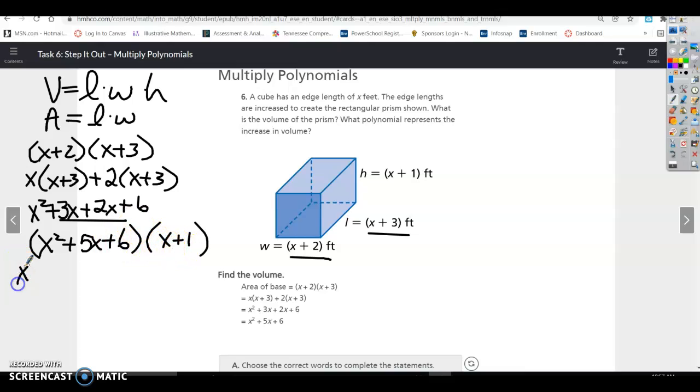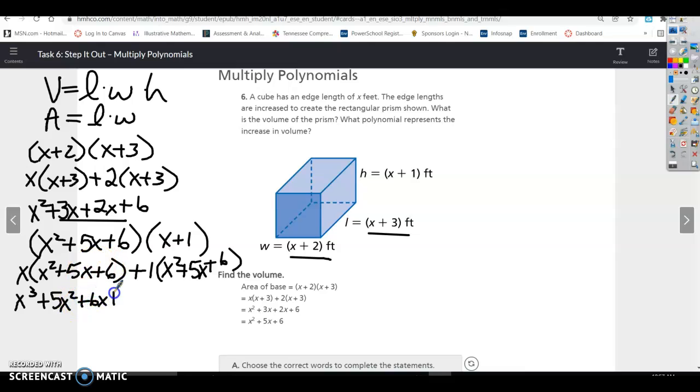So we're going to do x times x squared plus 5x plus 6, and then we're going to do plus 1 times x squared plus 5x plus 6. All right, so we're going to have x times x squared is x cubed plus 5x squared. X times 6 is 6x. And then plus 1 times anything is just it. So basically, I'm bringing all of these down again, and then I have to combine like terms.